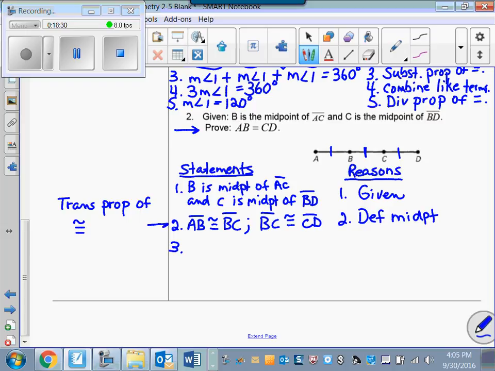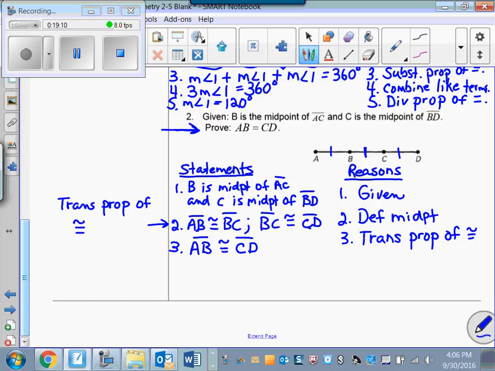If you look at step 2 here, AB is congruent to BC, BC is congruent to CD. So what I can say, because of the transitive property, is that AB is congruent to CD, right? Because AB and CD are both congruent to BC, therefore, by the transitive property, they got to be congruent to each other. So transitive property of congruence is why I can say that. And boy, that's awfully close to what it is I'm trying to prove, isn't it? But I'm trying to prove equality. I'm trying to prove length.